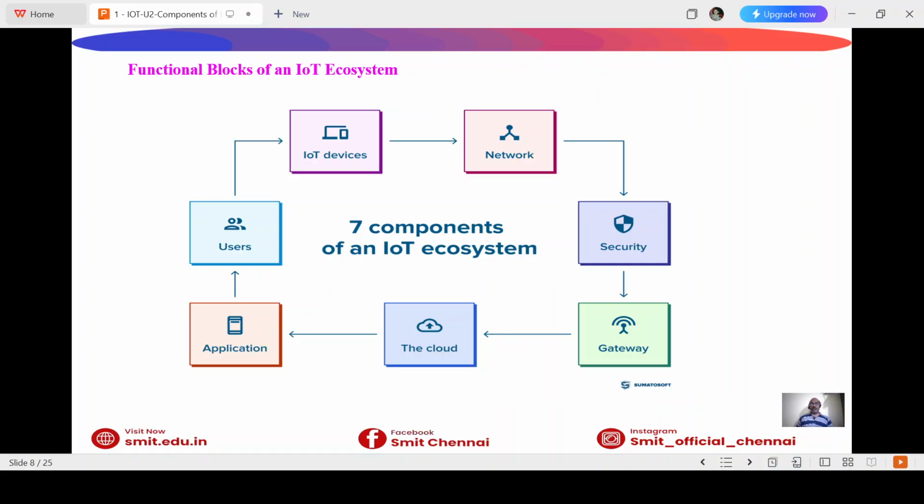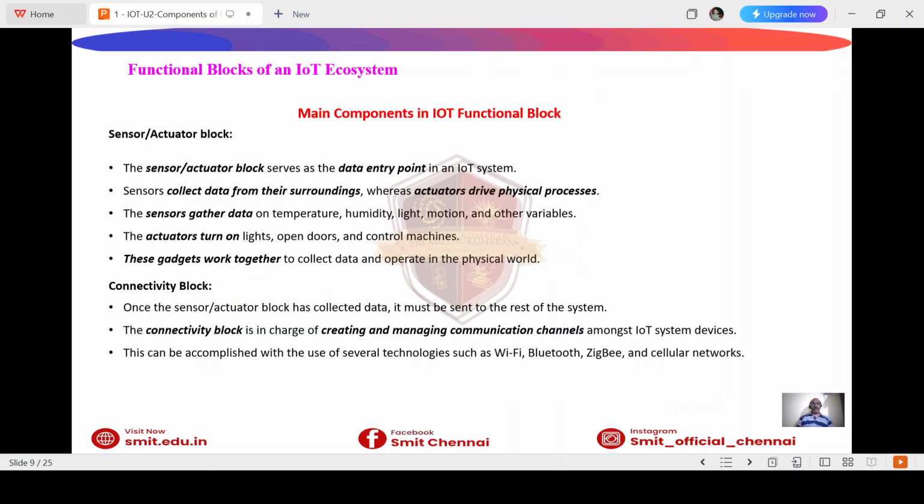Then in the cloud, there are so many operations happening, and from the cloud, the application will take the data and make use of the data. Some big data analytics technologies are there, cloud computing technologies are there, or various technologies are there. And finally, the end user will get the necessary information. These are the function blocks. And this is what we have explained so far.